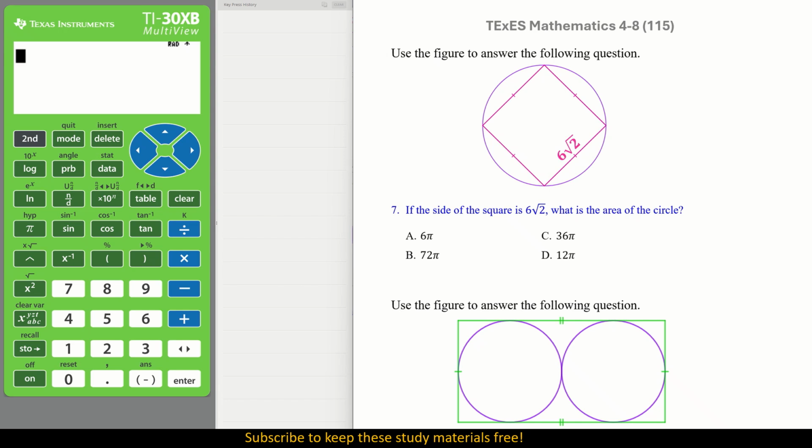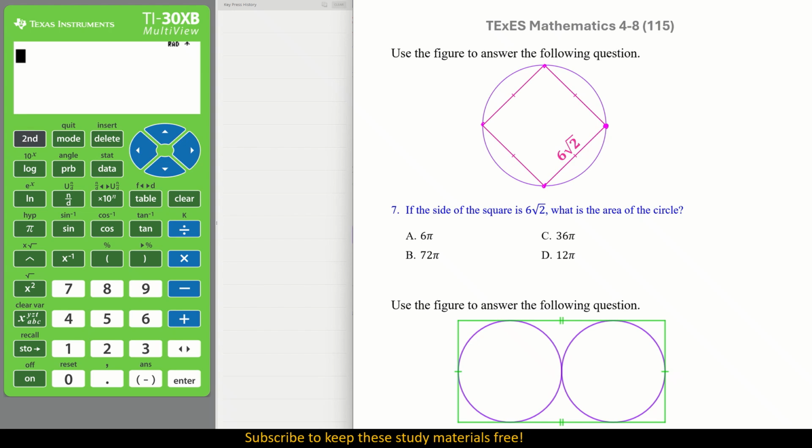It says use the figure to answer the following question. Number 7 says if the side of the square is 6 square roots of 2, what is the area of the circle? So it's circumscribed, and by definition, each vertex is touching the circle. Okay, that helps me. So what do we need to do here?